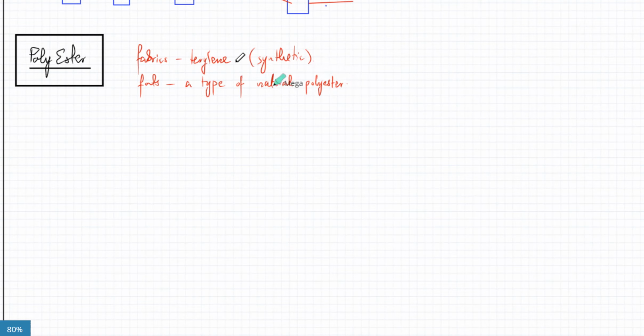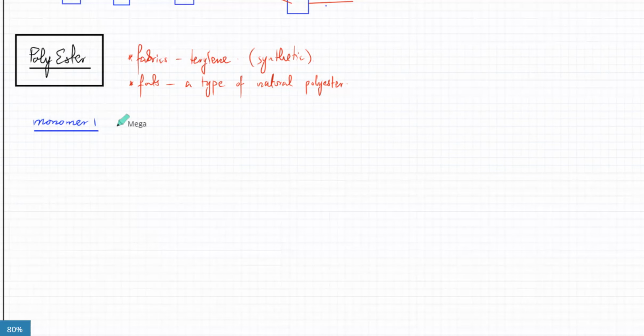So just remember that fabric is one use, and the other is fats in the human body, or oils and fats anywhere actually. They're a type of polyester. So the question is, what is a polyester? How do you make it? You need monomers for that. To make a polyester, you need two monomers.